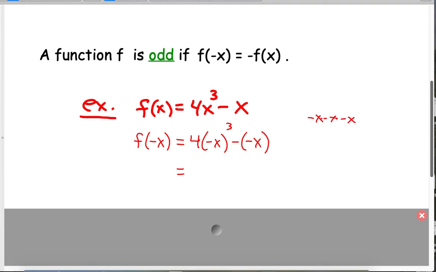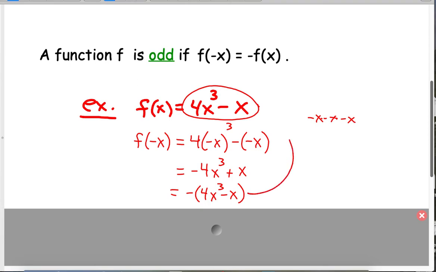Negative times a negative is a positive, times another negative is a negative. So this is really the same as negative 4x to the third. And then minus a negative x is like a plus x. So now look at the original function. The opposite of that original function, if I factor out a negative from what I have, this is exactly the opposite of what I started with. And so this is an odd function.